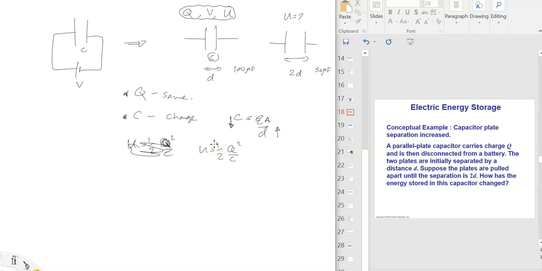Energy is going to go up. What else? So, summarizing everything, in this case, you increase the gap, the energy is going to go up.